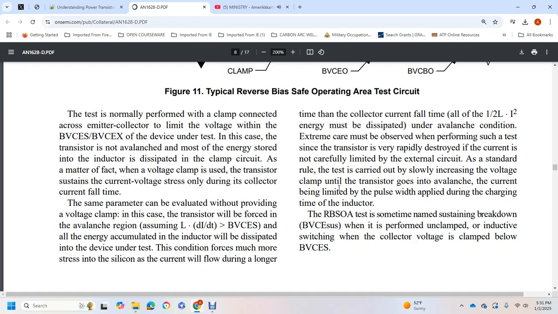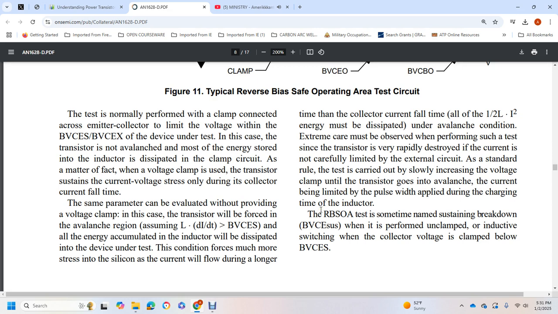If the same parameter is evaluated without the voltage clamp, the transistor will be forced into the avalanche region, and all the energy accumulated in the inductor will be dissipated in the device under test. The condition forces more stress on the silicon during the collector current fall time under avalanche condition. Extreme care must be observed when performing such a test, since the transistor is rapidly destroyed if the current is not carefully limited by the external circuit. Slowly increase the voltage clamp until the transistor goes into avalanche current, with the pulse width limited to the charging time of the inductor.